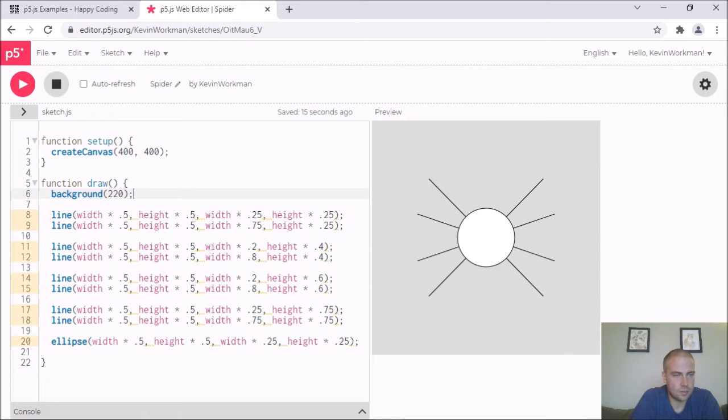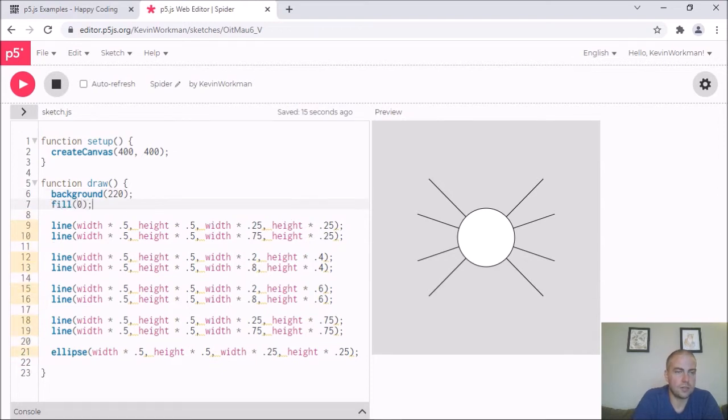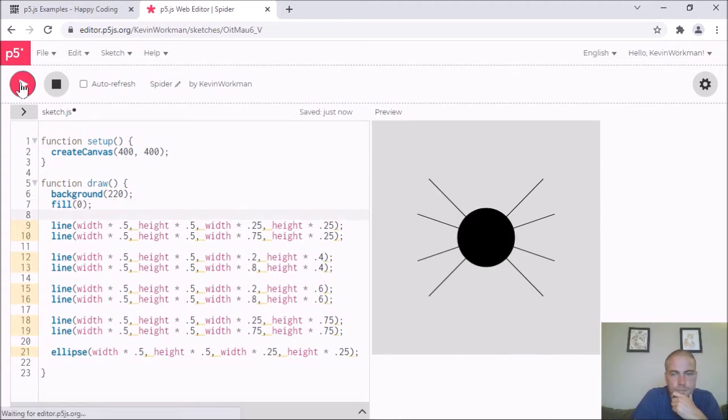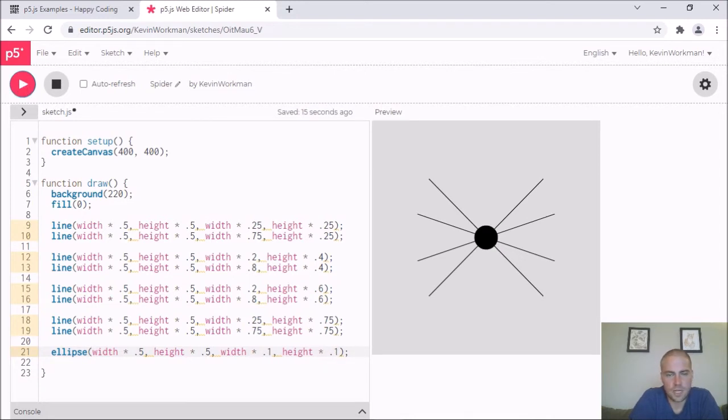So what I might do is say fill 0 so that I color my spider in. Oops. Okay, maybe, and I think it needs to be quite a bit smaller. So instead of 0.25, it's 0.1. 0.1 feels like it's going to be really small, but let's just see. It's kind of cute. I think maybe 0.1 is too small, but it's personal preference. How big do you want your spider to be? That feels pretty good to me. Yeah, that feels pretty good.